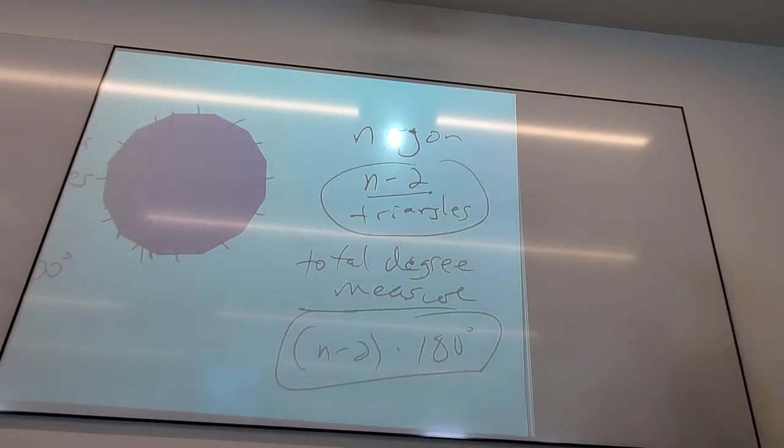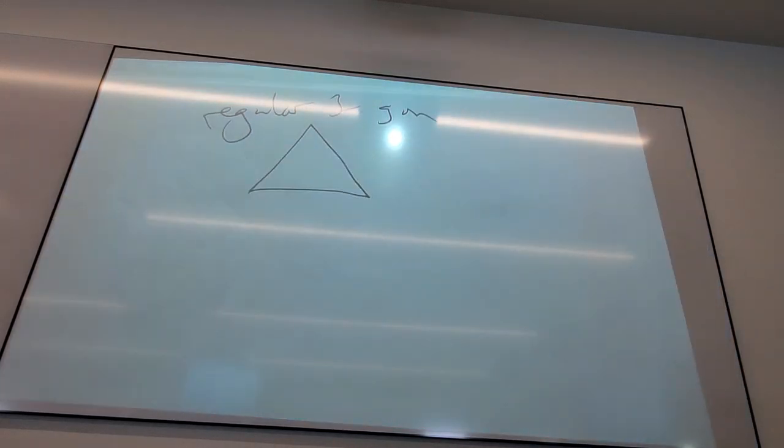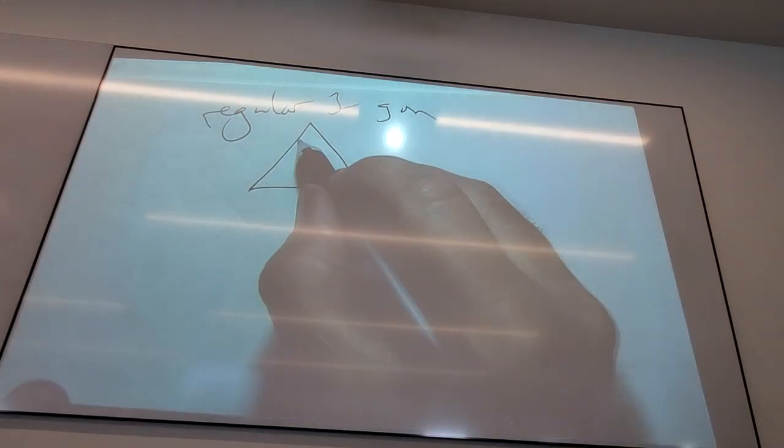Now, real quick, I can go ahead and get ahead of myself a little bit. If I have an equilateral triangle, so this would be a regular 3-gon, it's another name for an equilateral triangle. We already know there's 180 degrees total. How do I figure out how much each angle gets? How big is each angle then?